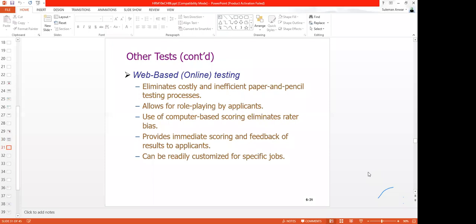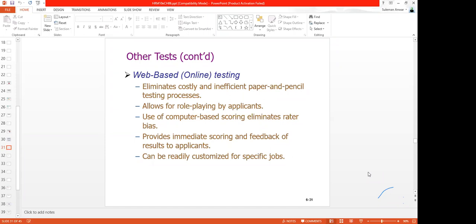Still, there are some other types of tests, which also include web-based online testing. When we talk about web-based online testing, it eliminates costly, inefficient paper and pencil testing processes. Okay, because online, when you conduct a test, it would reduce costs and improve the processes more effectively. And we are basically talking about the operational cost.